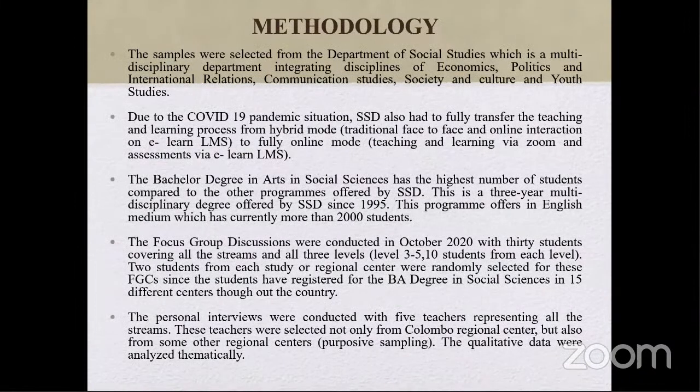Samples were selected from the BA degree in Social Sciences offered by the Department of Social Studies. Due to the COVID-19 pandemic, the department has also transferred the teaching and learning process to the online mode. The focus group discussions were conducted with 30 students covering all the streams and all 3 levels, from level 3 to level 5. That means 10 students from each stream. 2 students from each center were also randomly selected.